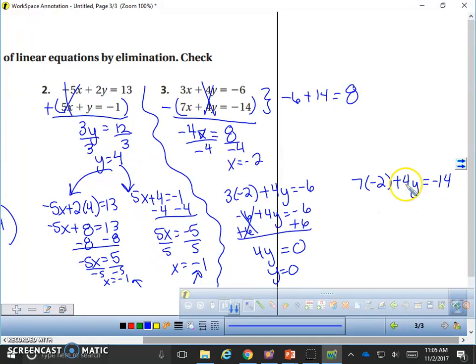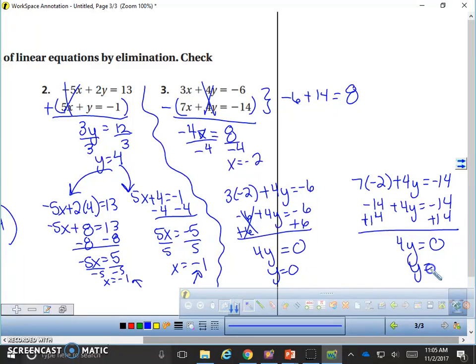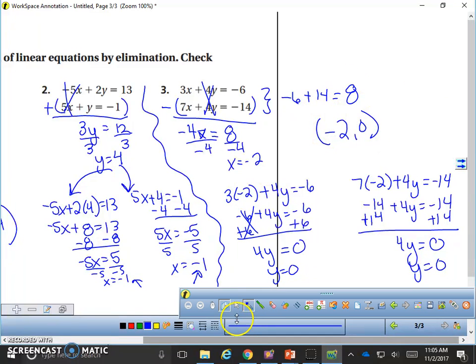We have to get y equals 0 over here. 7 times negative 2 is negative 14. Add 14, add 14. 4y equals 0. y equals 0. We did it right. 0 is still a number. They still can intersect at negative 2, comma 0. All right.